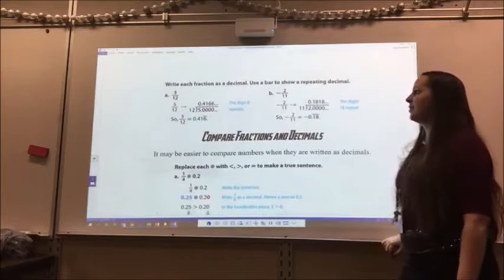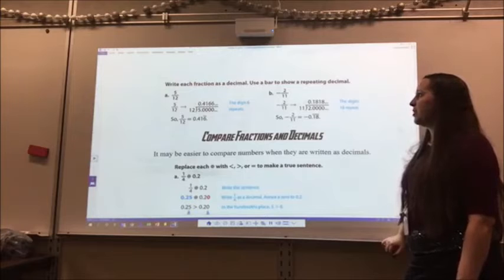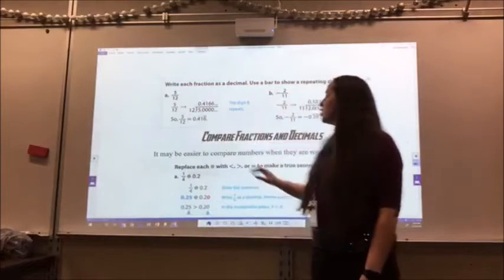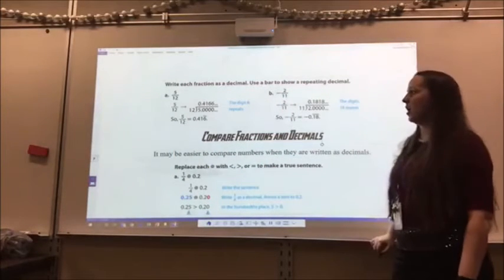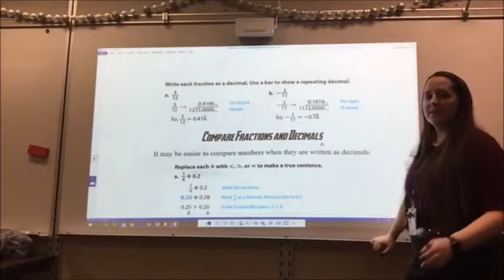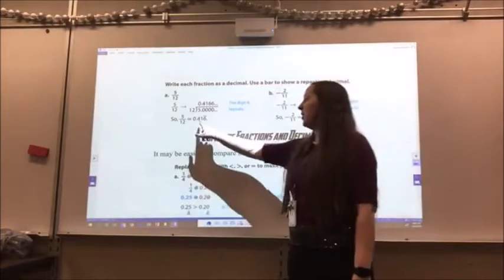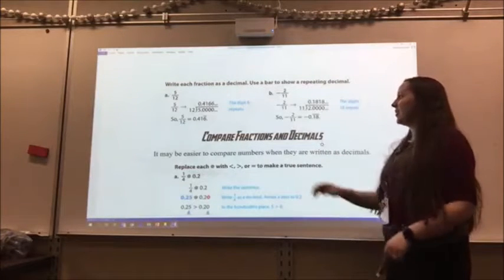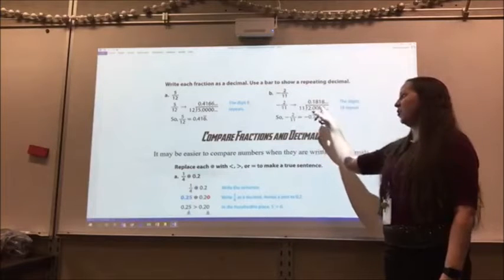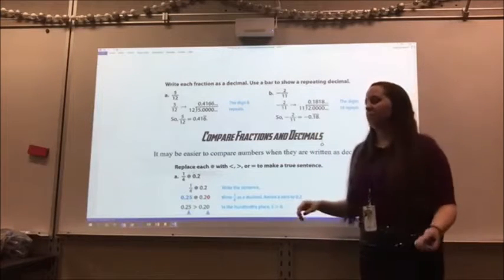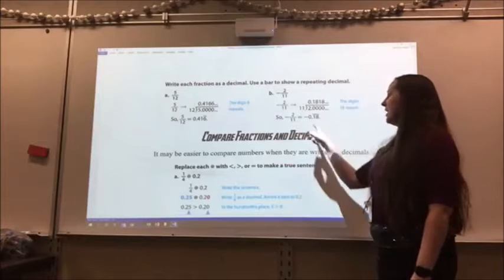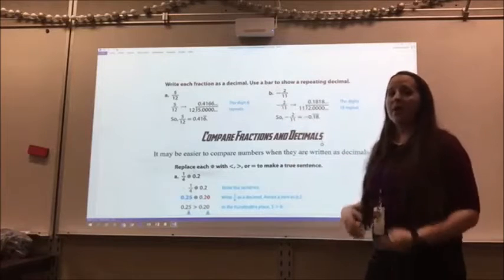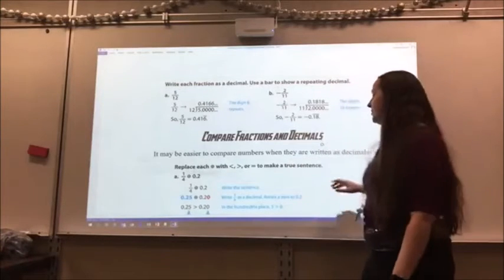Alright, so we have two examples. It says write each fraction as a decimal, use a bar to show a repeating decimal. So 5/12, I do 5 divided by 12, which gives me 0.416, and the 6 is what's repeating. So I write it as 0.416 with the bar over the 6. Negative 2/11ths, so I divide 2 by 11, I get 0.1818. The 18 is what's repeating, so that's what goes underneath the bar, and it's a negative, so a negative sign out front. Okay? You can either divide them the long way, or you can use a calculator. Either way works. All right?